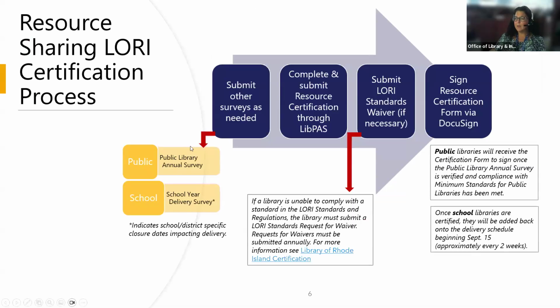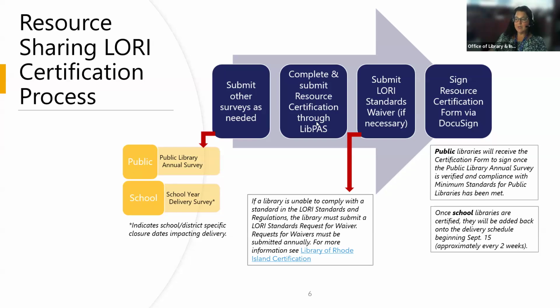All righty. And looking at the process, again, as I indicated, public libraries are asked to do the parts of the PLAS first, especially the interlibrary loan statistics, because that impacts the certification. And schools will do the school year delivery survey. So what we're doing is that we're asking schools that receive delivery to let us know what delivery dates they do not have open hours for school, so that we can make sure that delivery is canceled for them.